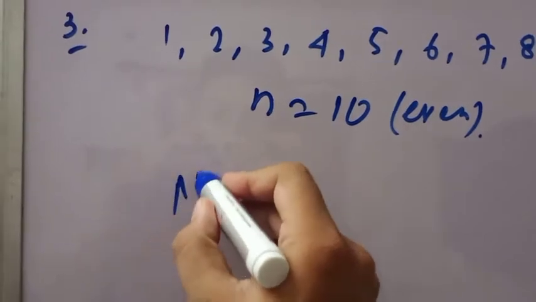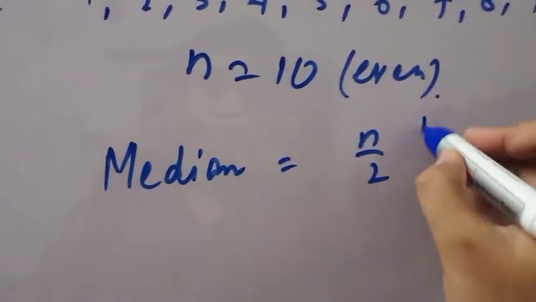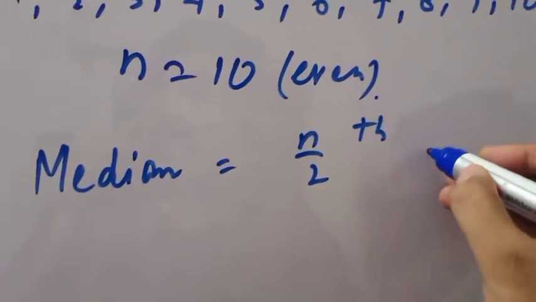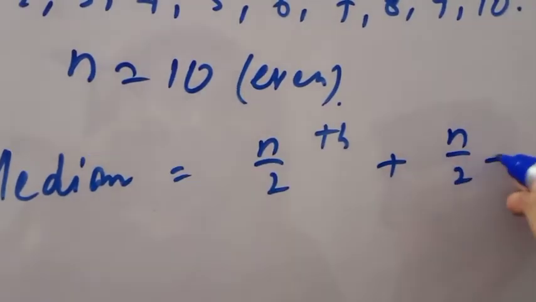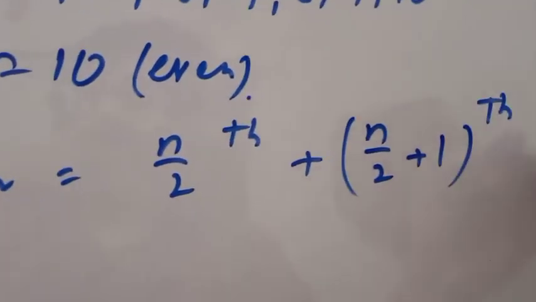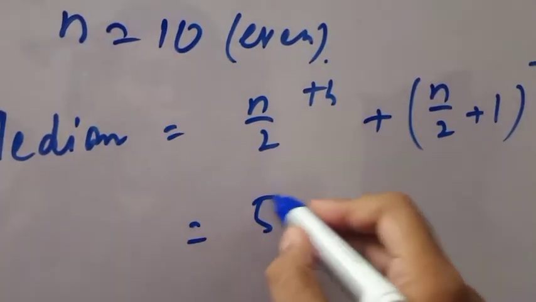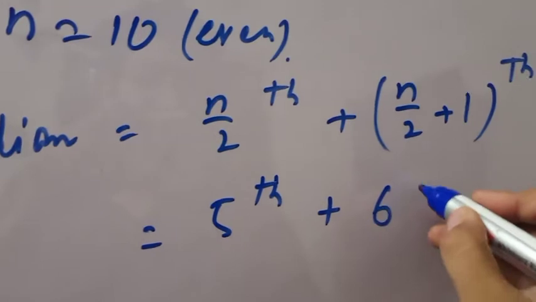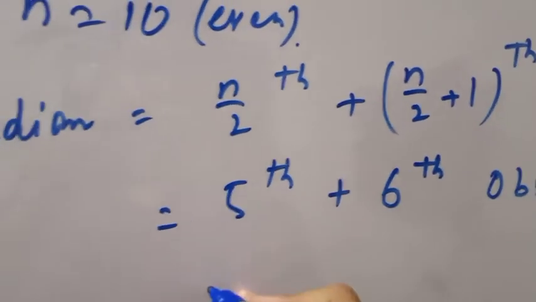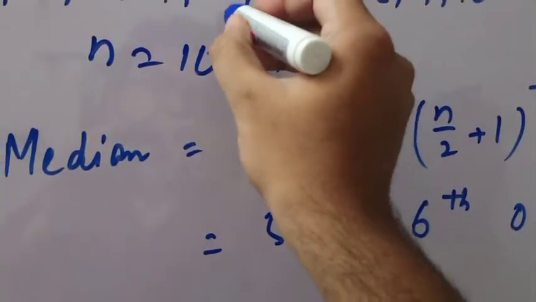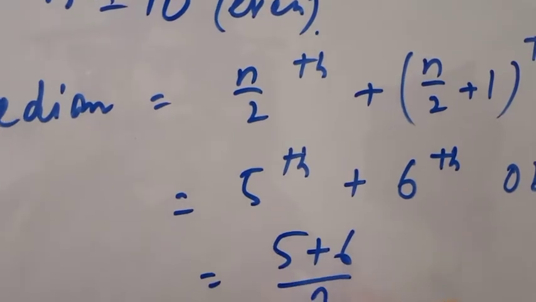Okay, so median equals to n by 2th observation plus n by 2 plus 1th observation. So 10 by 2 means the 5th observation plus the 6th observation. So the 5th observation is 5, the 6th observation is 6. So 5 plus 6 by 2.